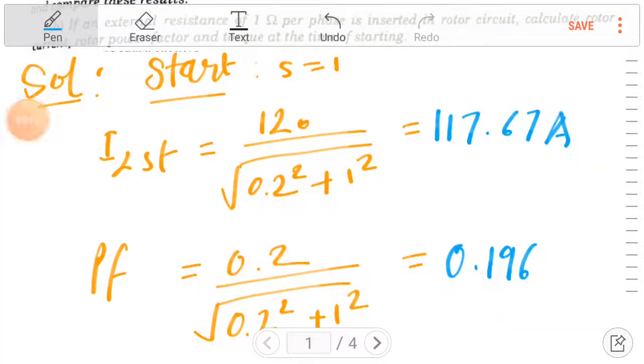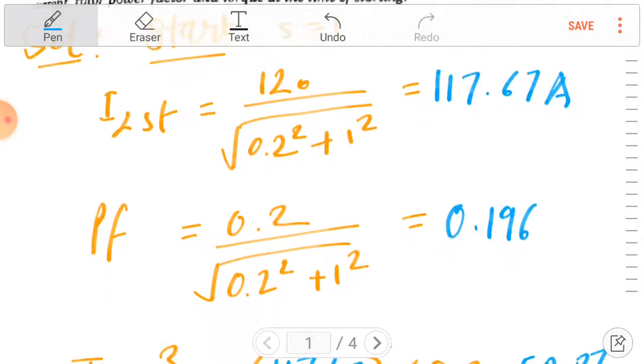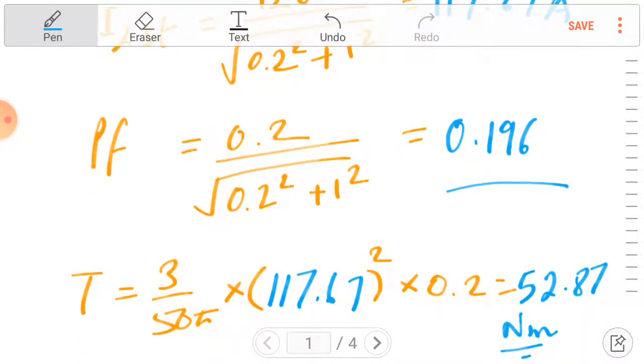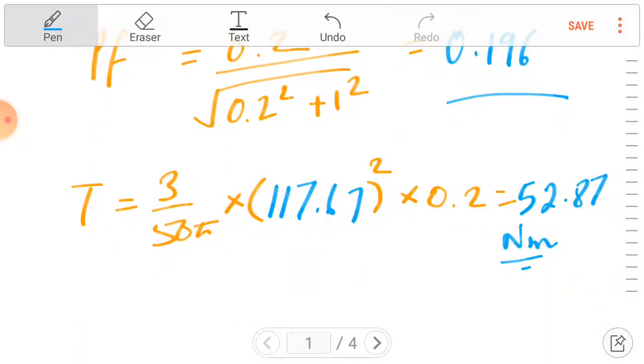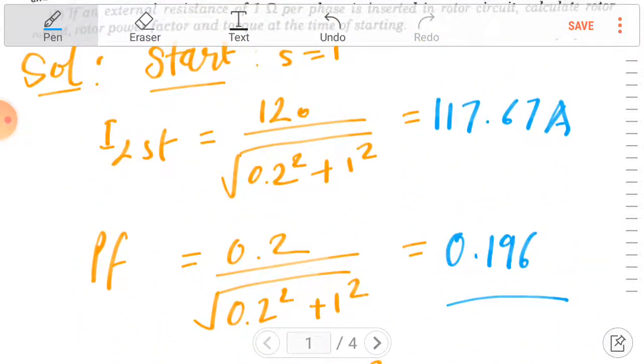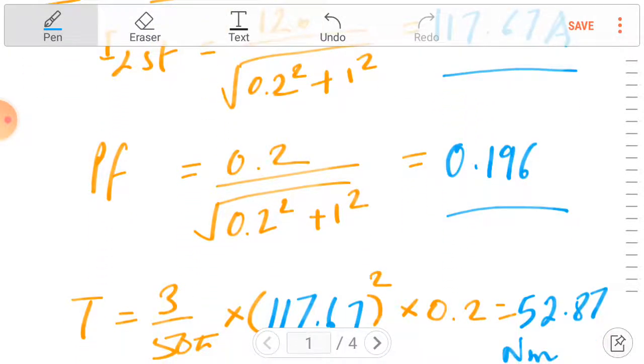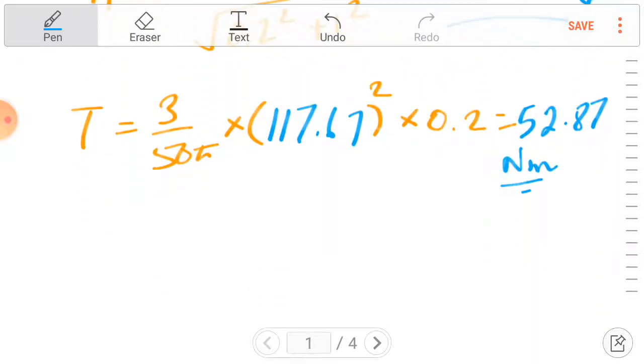And similarly, for a starting condition, the starting current will be 120 by under root of 0.2 square plus 1 square, equal to 117.67, and similarly power factor is 0.196 and torque is 52.87. From here we can see that the starting current is much higher than the full load current. PF is reduced from 0.98 to 0.196 and the torque almost remains the same.